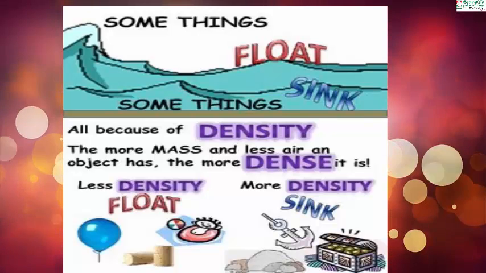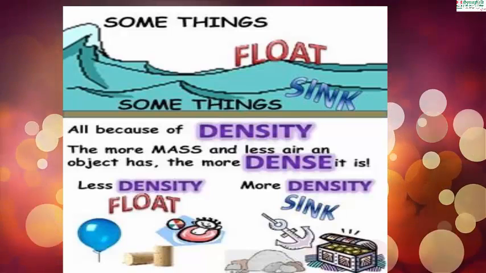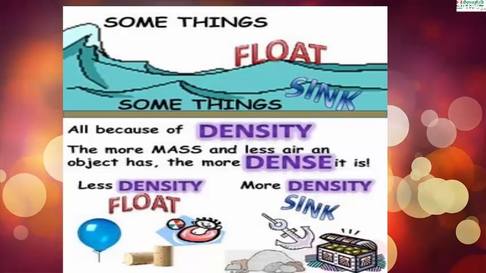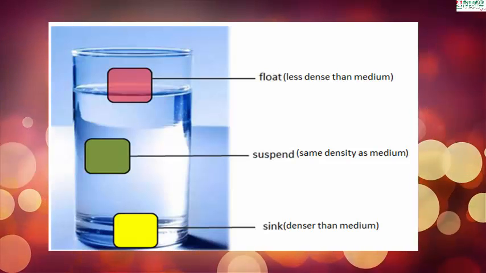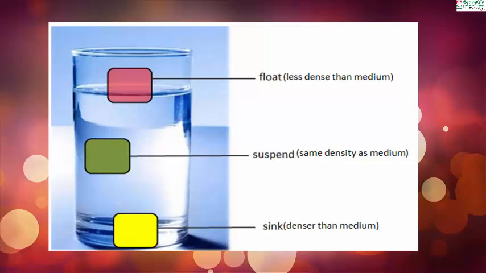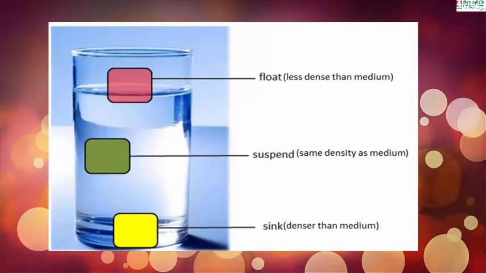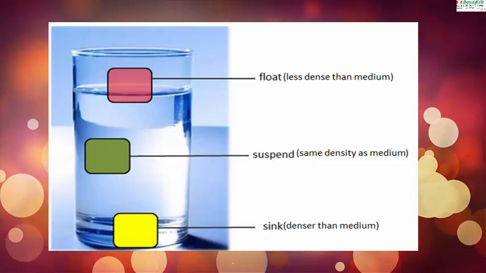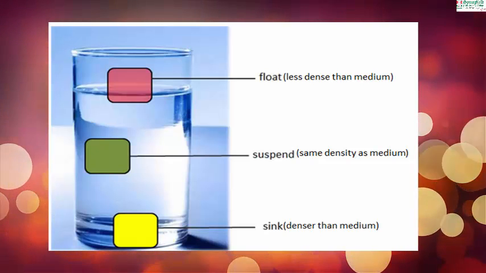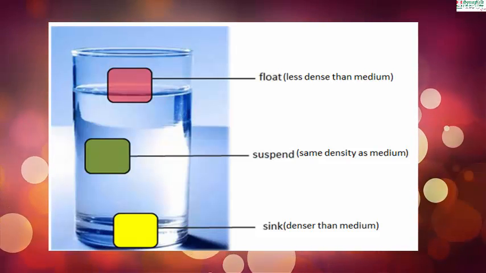Any object which has a density less than this will float on the surface of water because it is applying less force, and the upward force is higher as compared to the downward force. Objects having density higher than this will sink in the water because the force exerted by the object will become more as compared to the force exerted by the water, due to which the object will sink.